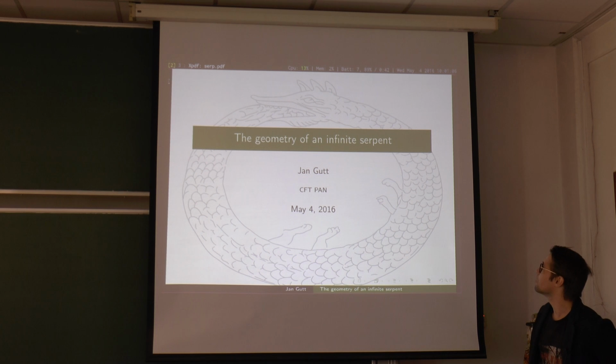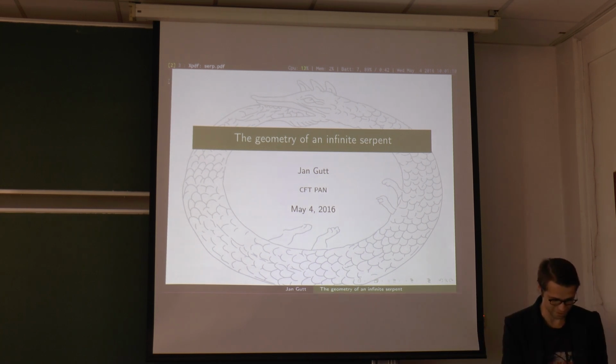This pretty picture in the background is unfortunately not my Infinite Serpent, but I thought it would be good to start with that one.